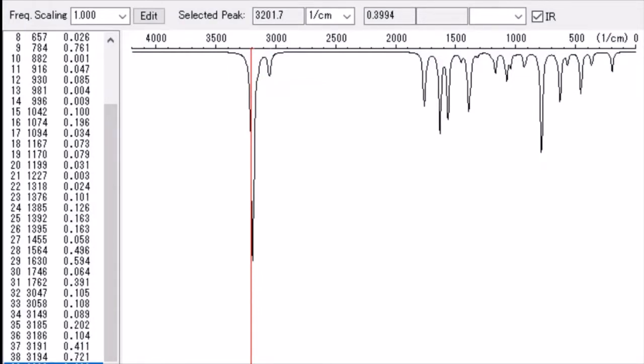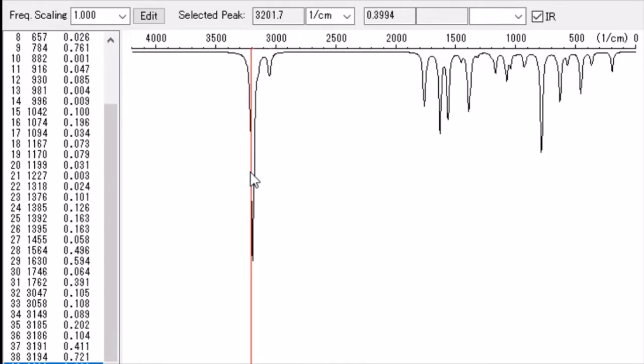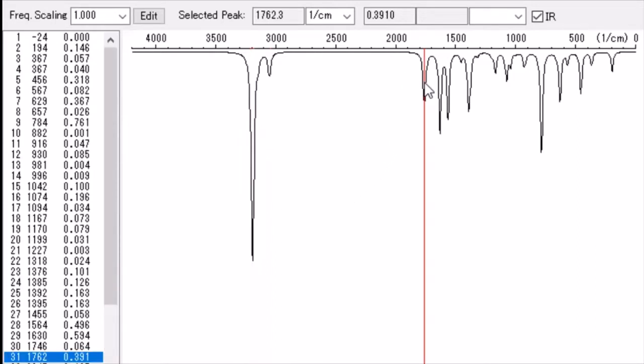Earlier what we saw as an asymmetric stretching is due to a peak just a little bit below. Here we saw the asymmetric stretching, and a little bit above here, this is symmetric stretching of CH. So you have seen the symmetric and asymmetric stretching of CH. Now there is no other peak in this region. Therefore, we can see this is CC double bond stretching.